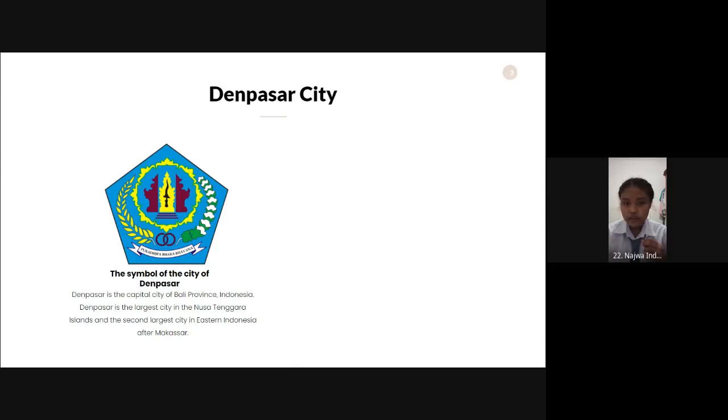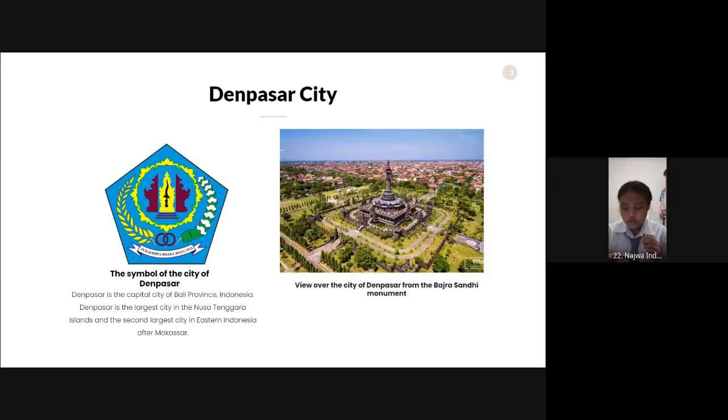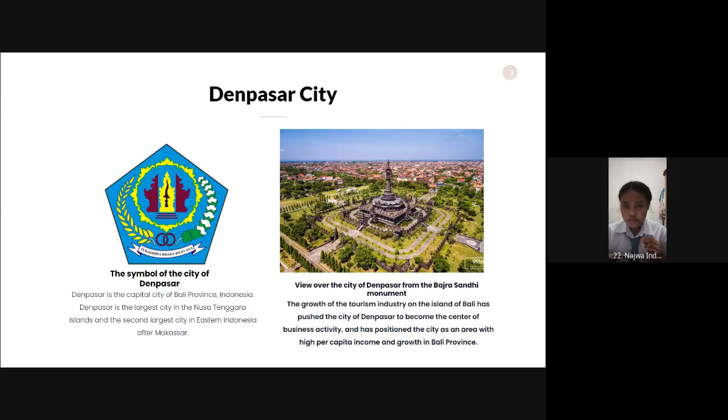Denpasar City. Denpasar is the capital city of Bali Province, Indonesia. Denpasar is the largest city in the Nusa Tenggara Islands and the second largest city in eastern Indonesia after Makassar. The growth of the tourism industry on the island of Bali has pushed the city of Denpasar to become the center of business activity and has positioned the city as an area with high per capita income and growth in Bali Province.